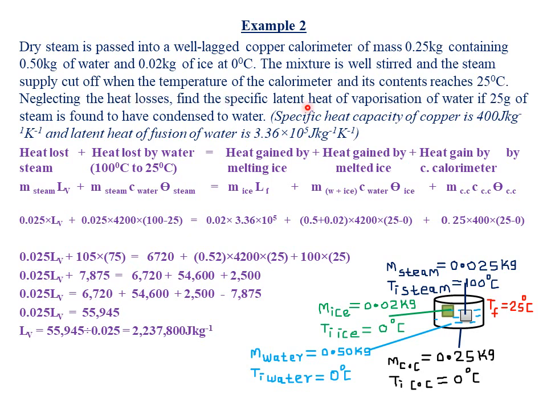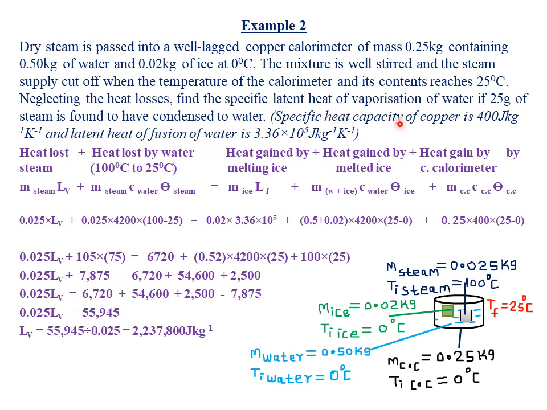So find the specific latent heat of vaporization of water if 25 grams of steam, that is the mass of the steam. Again, we convert it into SI units. So 25 grams into kilograms, I'll simply divide by 1,000 grams times 1 kilogram. So 25 divided by 1,000, we get the mass of the steam as 0.025 kg. So it's found to have condensed to water. So remember, steam is condensing to water.